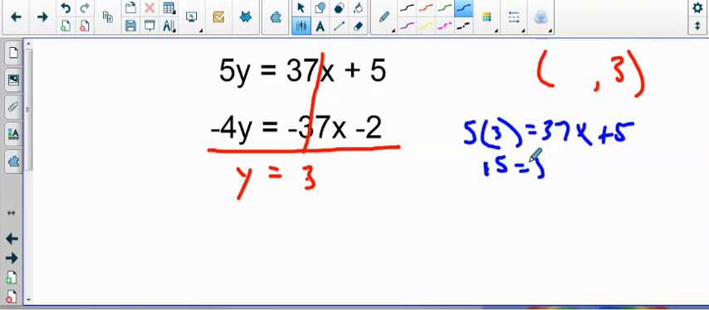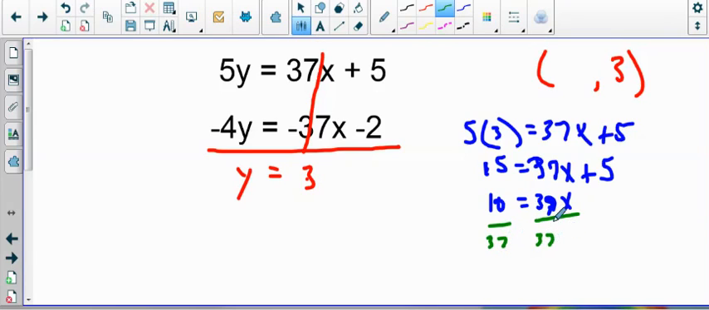Okay, now I just take 5 away from both sides, or this positive 5 becomes negative 5, however you want to look at it. So 15 minus 5 is 10. So 10 is equal to 37x. And now all I have to do is divide 37 out of both sides. 37 out of that side, 37 out of that side. These cancel, and x ends up equaling 10/37. So there you go.